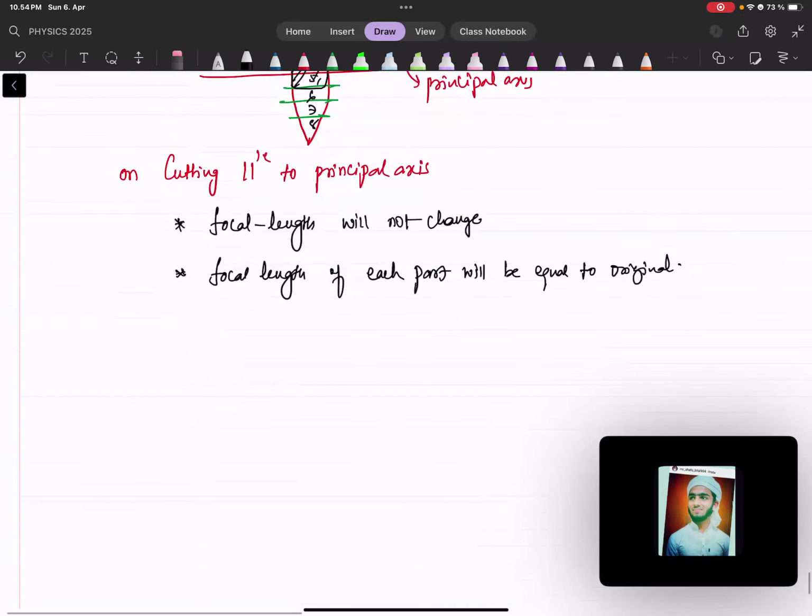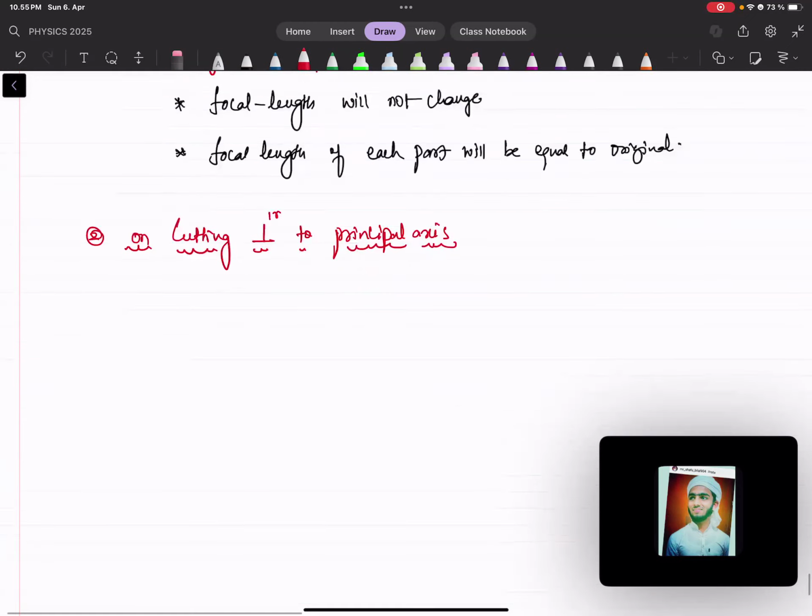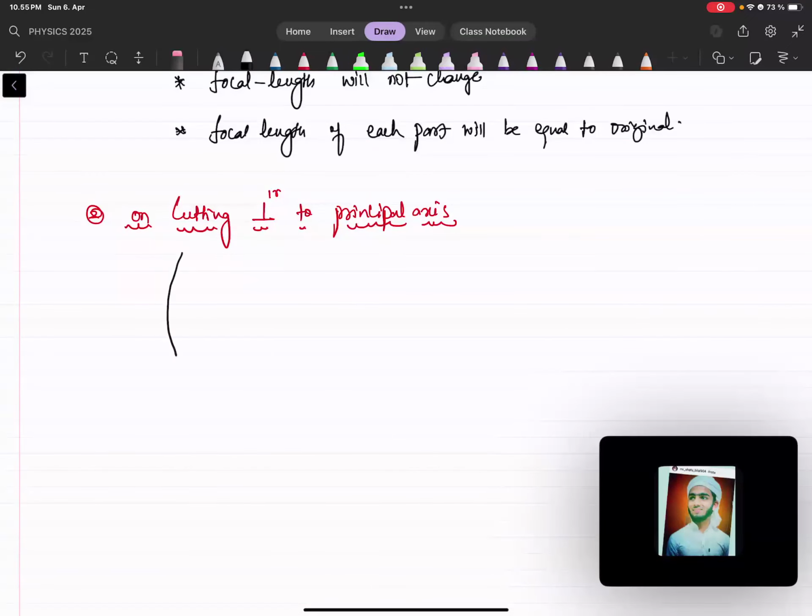Clear? Then on cutting perpendicular to the principal axis. Like say this is your convex lens having a focal length of f naught. If this is cut perpendicularly like this, they are called plano-convex lenses.